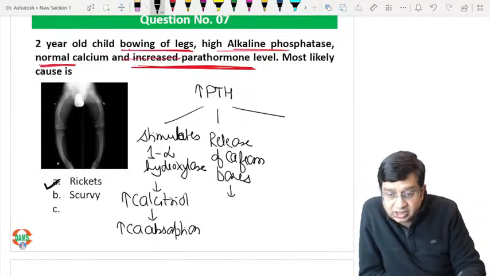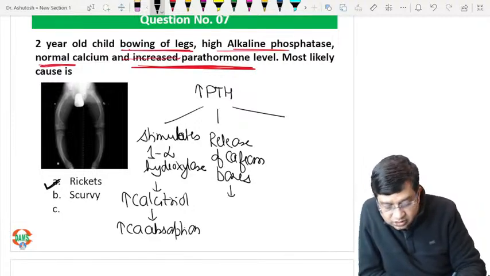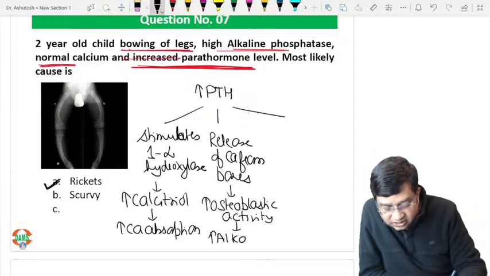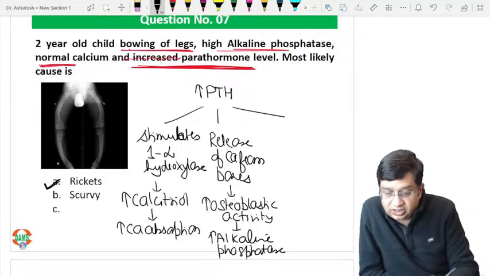कैल्शियम बोन से आता है. अगर कैल्शियम पर्टिकुलरली बोन से आया तो बोन्स में ऑस्टियोब्लास्टिक एक्टिविटी बढ़ती है, और अगर ऑस्टियोब्लास्टिक एक्टिविटी बढ़ती है तो एल्कलाइन फॉस्फेटेस का लेवल बढ़ता है. There is increased alkaline phosphatase.